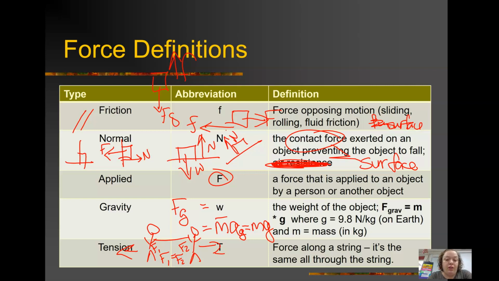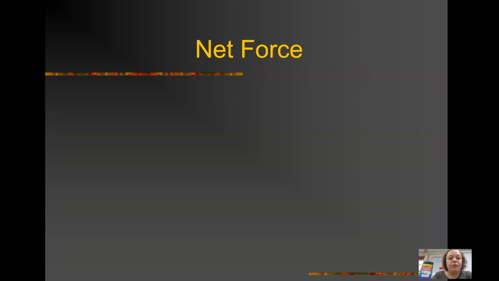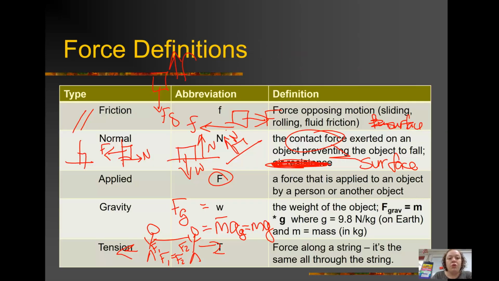But here's a question for you to think about, maybe find an answer to. If the tension is the same everywhere, that means that this person over here on the right is pulling with the same amount of force as the person over here. How does somebody win a tug of war if they're pulling with the same amount of force? All right, we're going to figure that one out as we work our way through Newton's second and third laws. All right, so those are our types of forces.